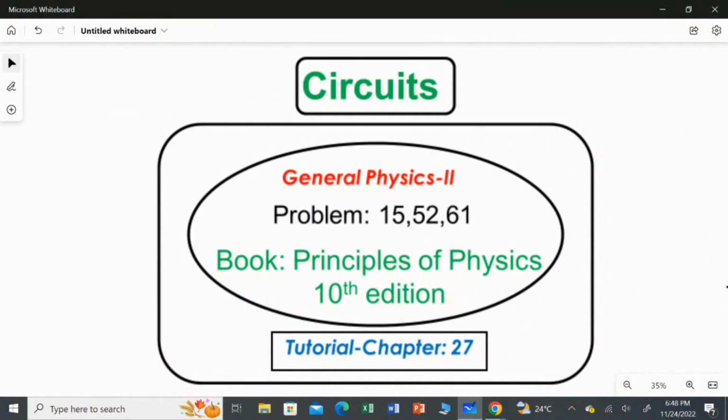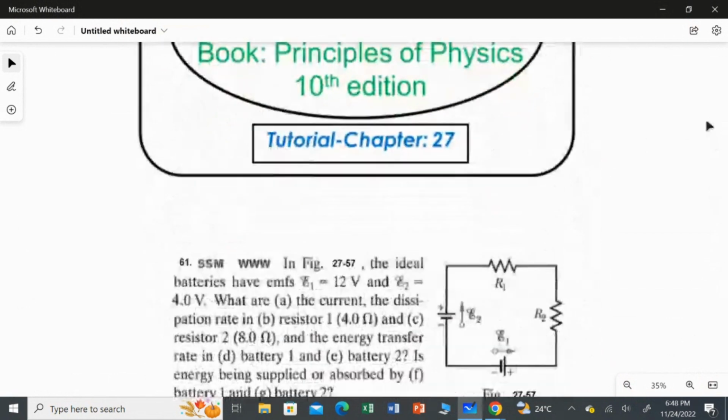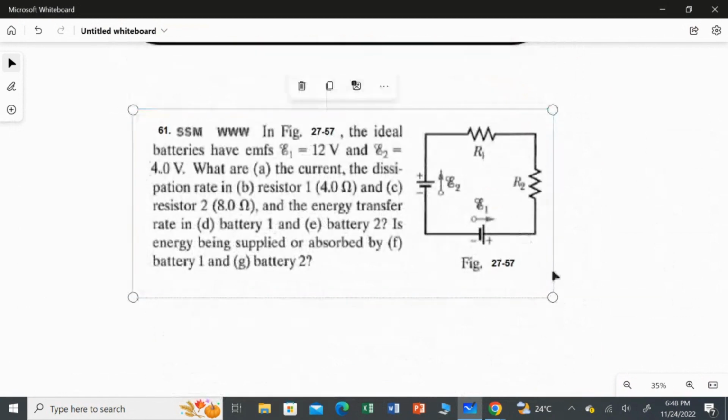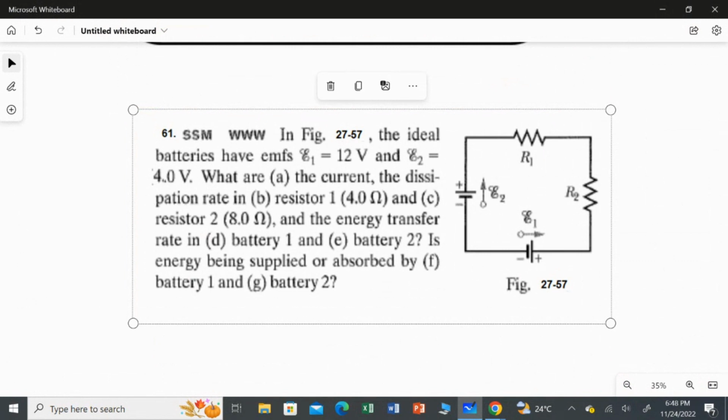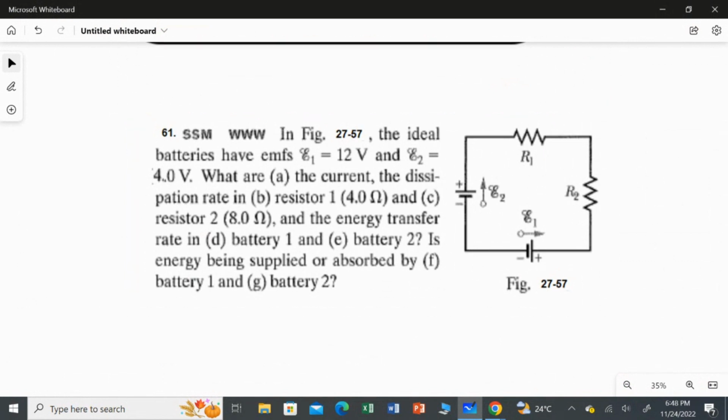In this video, I am going to solve the third question from chapter 27, circuits. What is given in the question? We have to read it line by line.